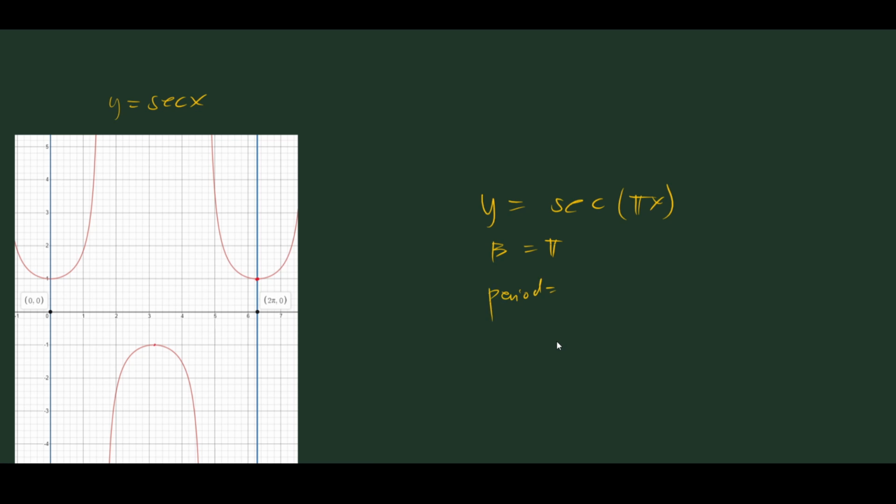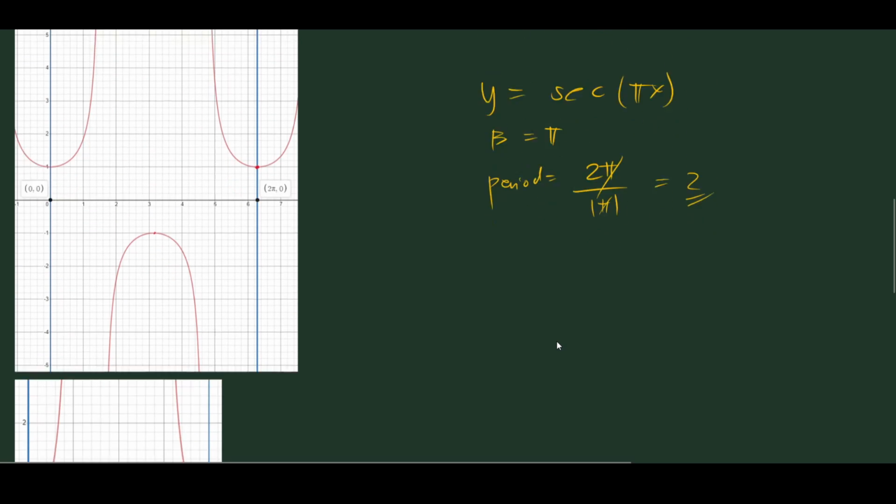As mentioned in the previous video, the secant has a normal period of 2 pi, right? So the period is 2 pi all over the absolute value of pi. We can cancel this out and we will get 2. Okay, let's take a look if it is actually 2. It is 2. As you can see here, from 0 to positive 2, instead of from 0 to 2 pi from the original.